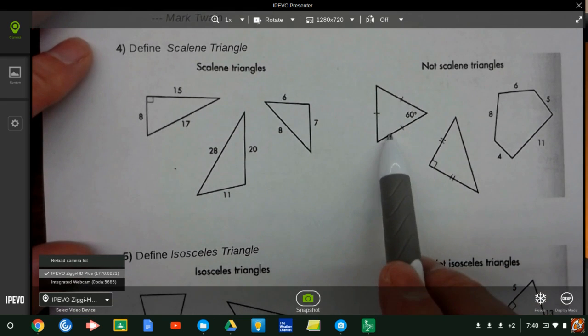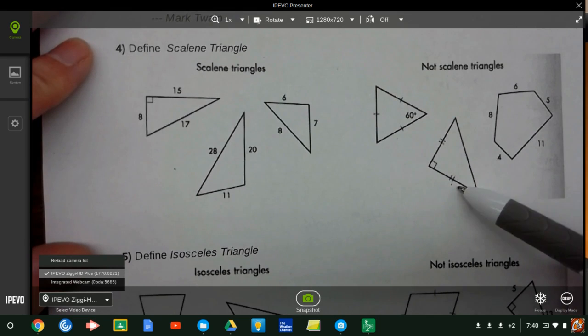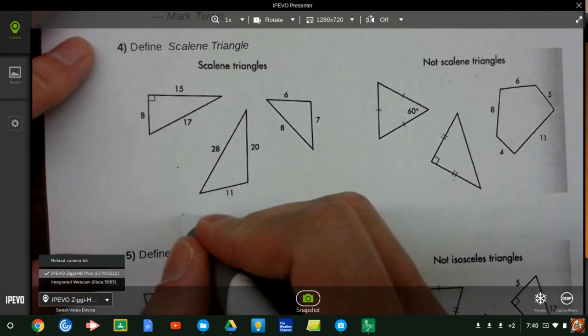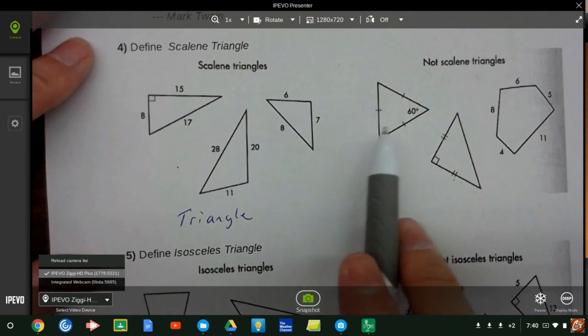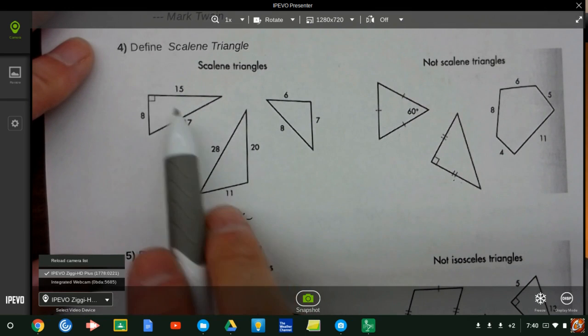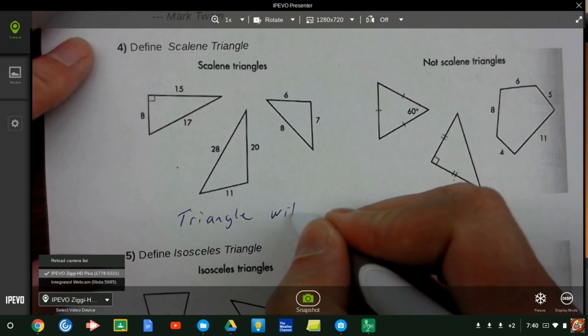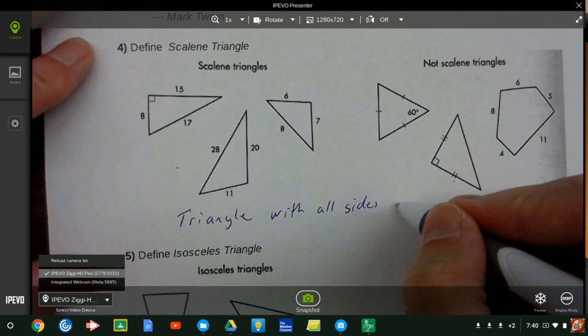So what I notice is this triangle, all sides are equal. That's why they all have the same mark. This side, two sides are equal. This isn't even a triangle. So first of all, to be a scalene triangle, we have to be a triangle. And no sides equal, no sides equal, no sides equal. So that kind of tells me it's a triangle with all sides different measures.